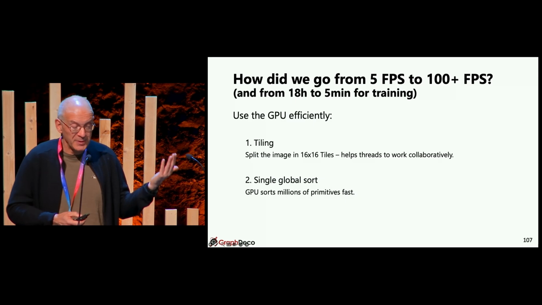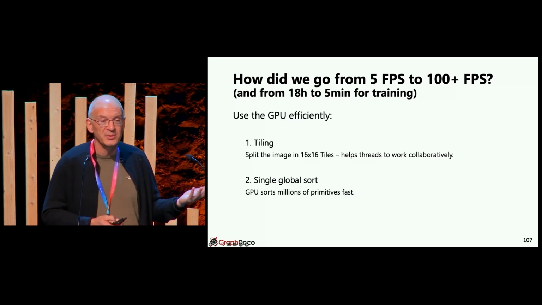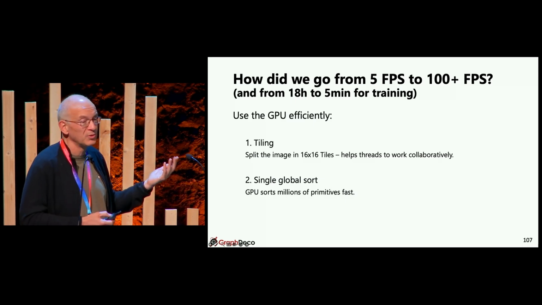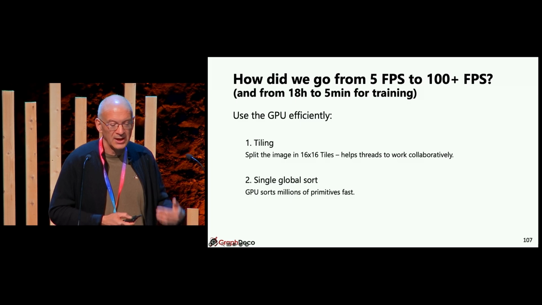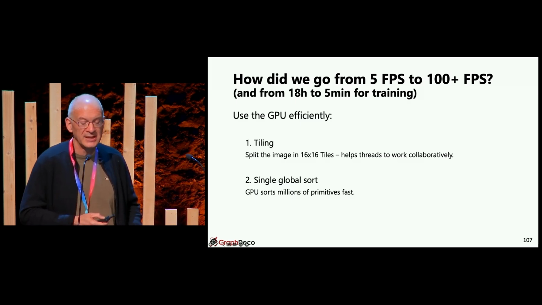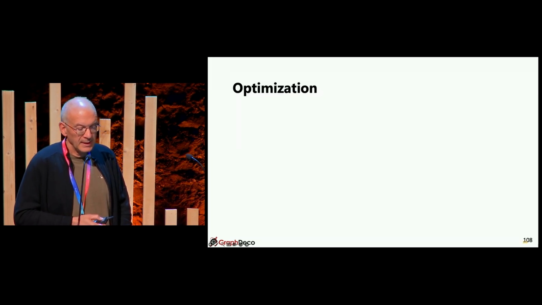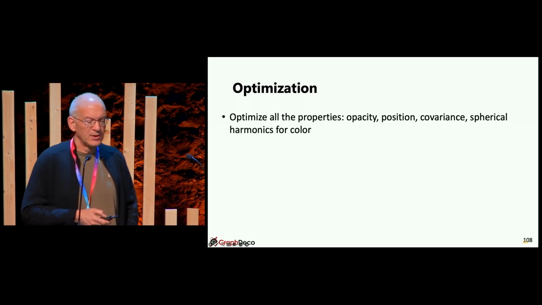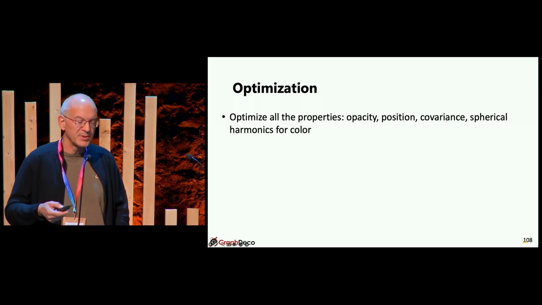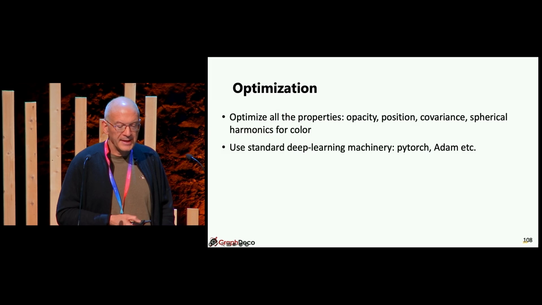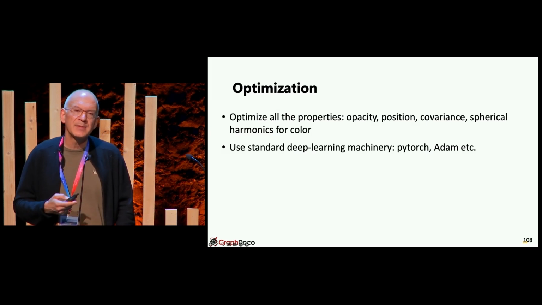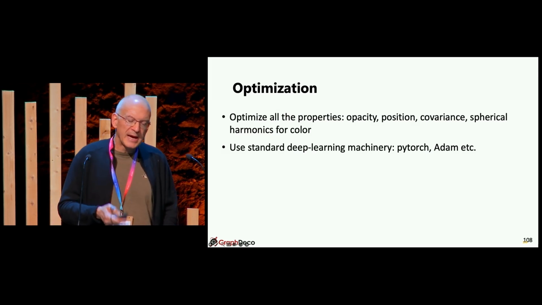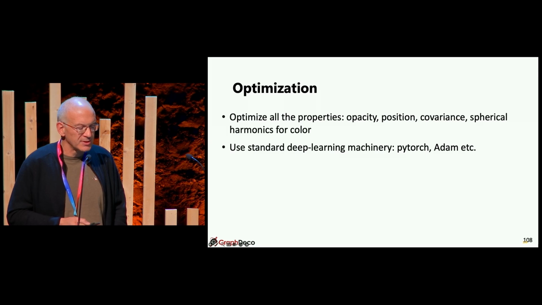And GPUs can do global sorting of millions of primitives in, I don't know, 5, 6 milliseconds. And those two things were the elements that changed things completely. During the optimization on the training phase, we optimize all the properties, opacity, position, etc. And then we used standard deep learning machinery, so PyTorch, the Adam optimizer, and so on.